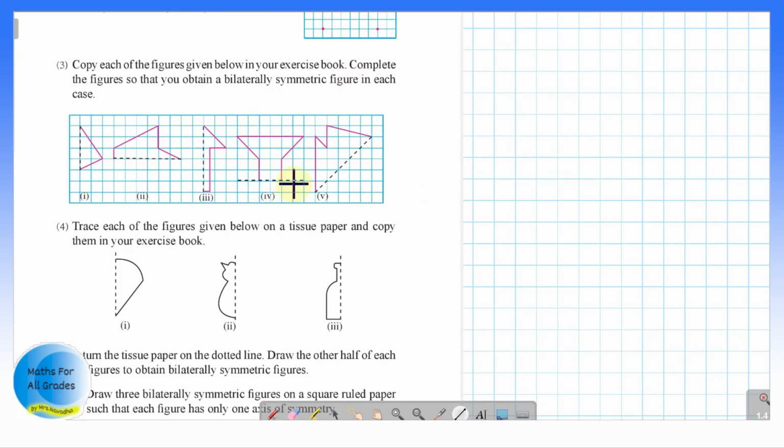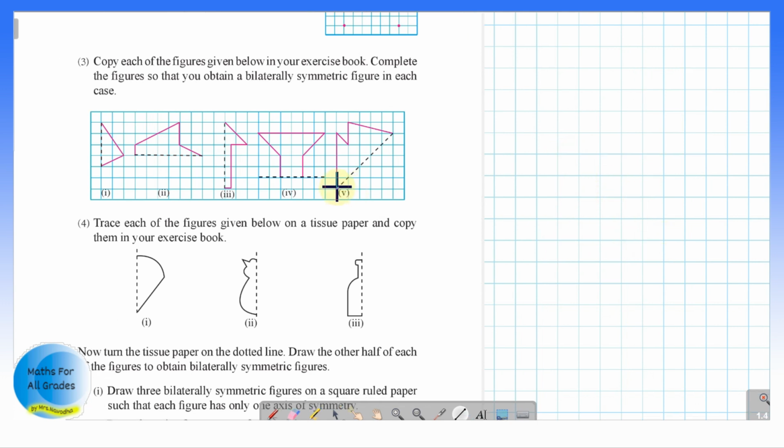Let's start with the axis of symmetry. From here 2 squares up. 2 squares to this side. 2 squares to this side. And now let's connect these 2 points. Copy the same vertices and lines on the other side.